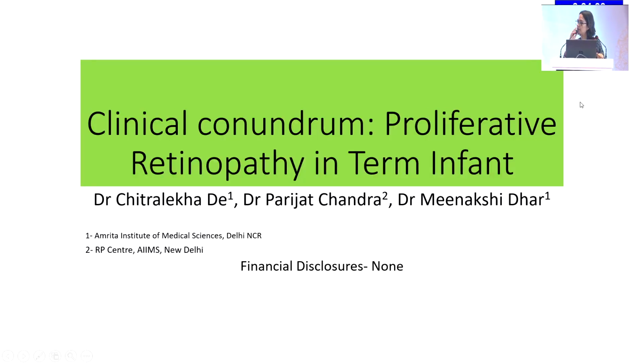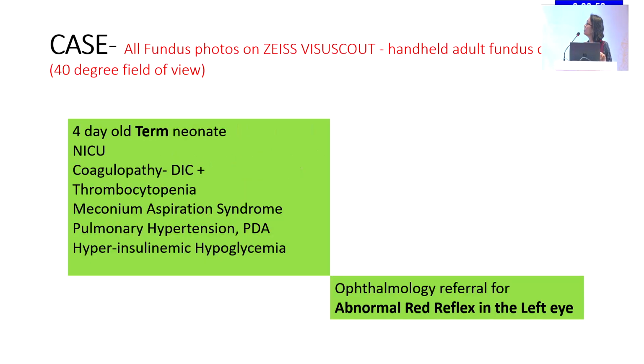Good afternoon, everyone, and thank you for this opportunity to discuss a very interesting case. This is a case of a 4-day-old term neonate admitted in the NICU with coagulopathy, thrombocytopenia, meconium aspiration syndrome, pulmonary hypertension, and hyperinsulinemic hypoglycemia. The child was referred to the ophthalmology department because a very observant resident in the NICU noted an abnormal red reflex in the left eye of the baby.